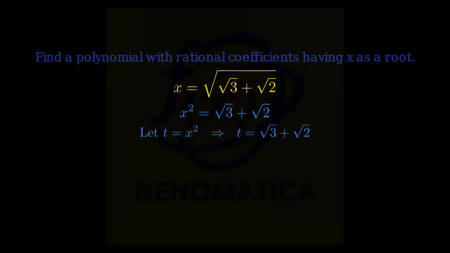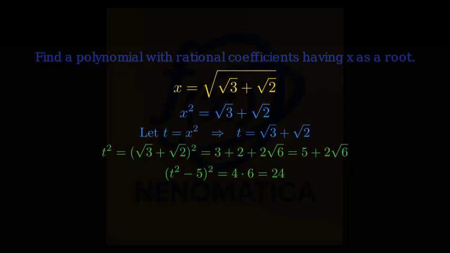Step 2. Work with t directly. Square t to combine the simple radicals. We get t squared equals 5 plus 2 times the square root of 6. Move the 5 to the left and square again to remove the remaining radical. This produces (t squared minus 5) squared equals 24.